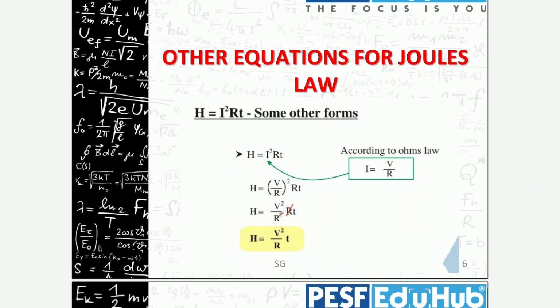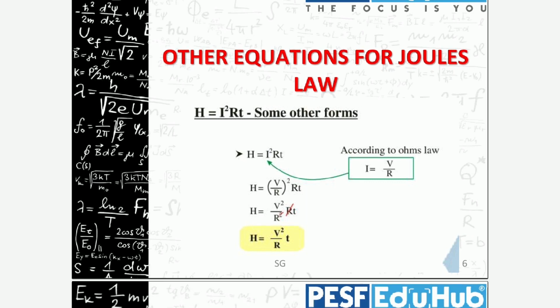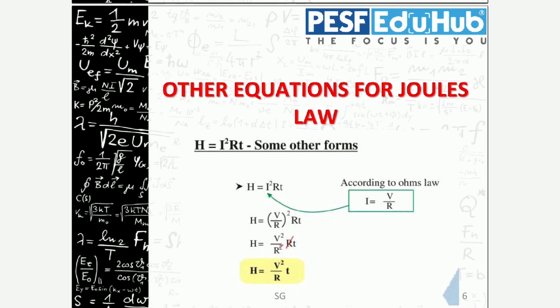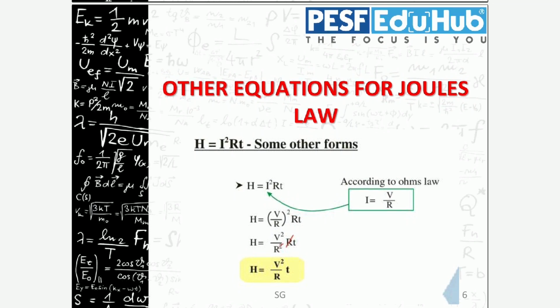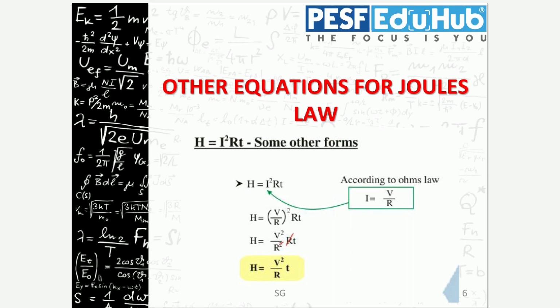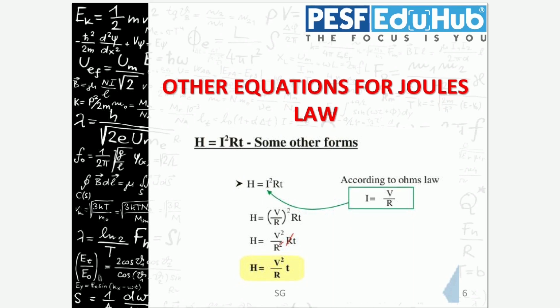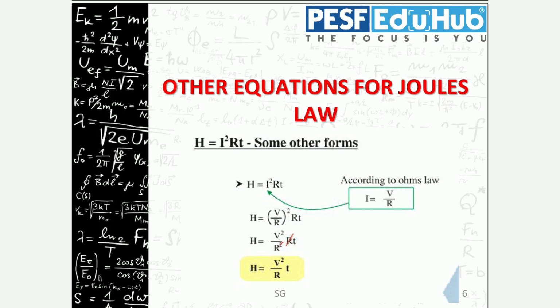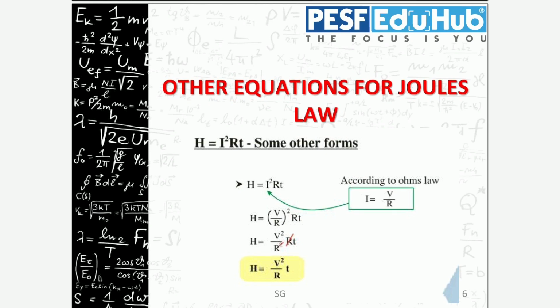Some other equations for Joule's law. We already have H is equal to I square RT. According to Ohm's law, I is equal to V divided by R. I am substituting this I into H is equal to I square RT. So my equation becomes H is equal to (V divided by R) all squared into R into T. So that is equal to V square by R square into R into T. R square and R will be cancelled. So finally I get H is equal to V square by R into T. It is another equation for heat. H is equal to V square by R into T.